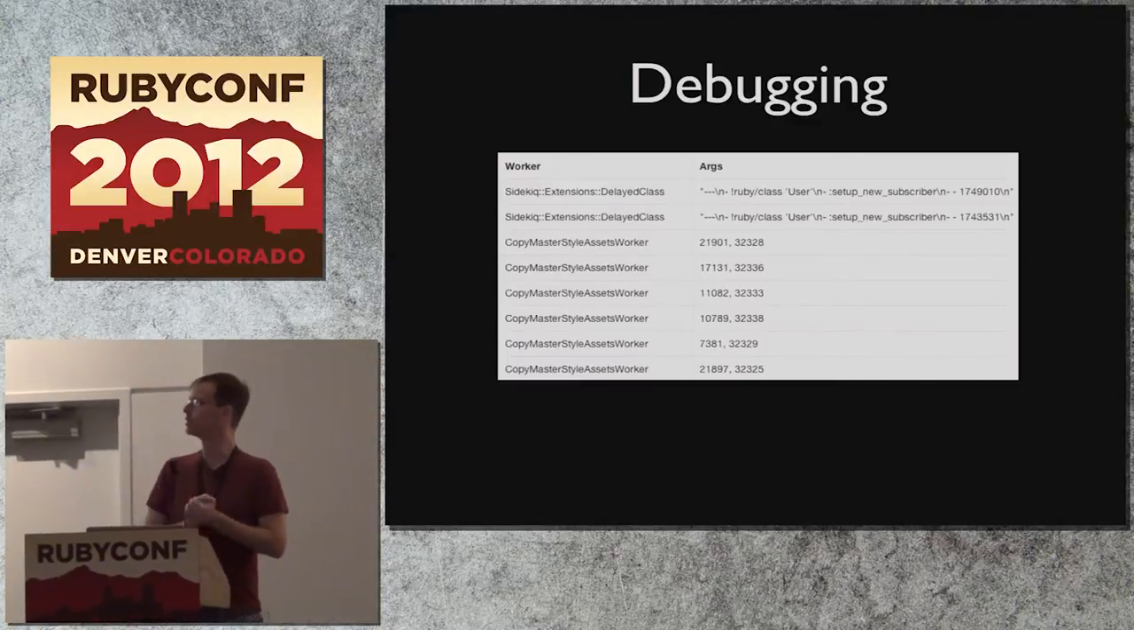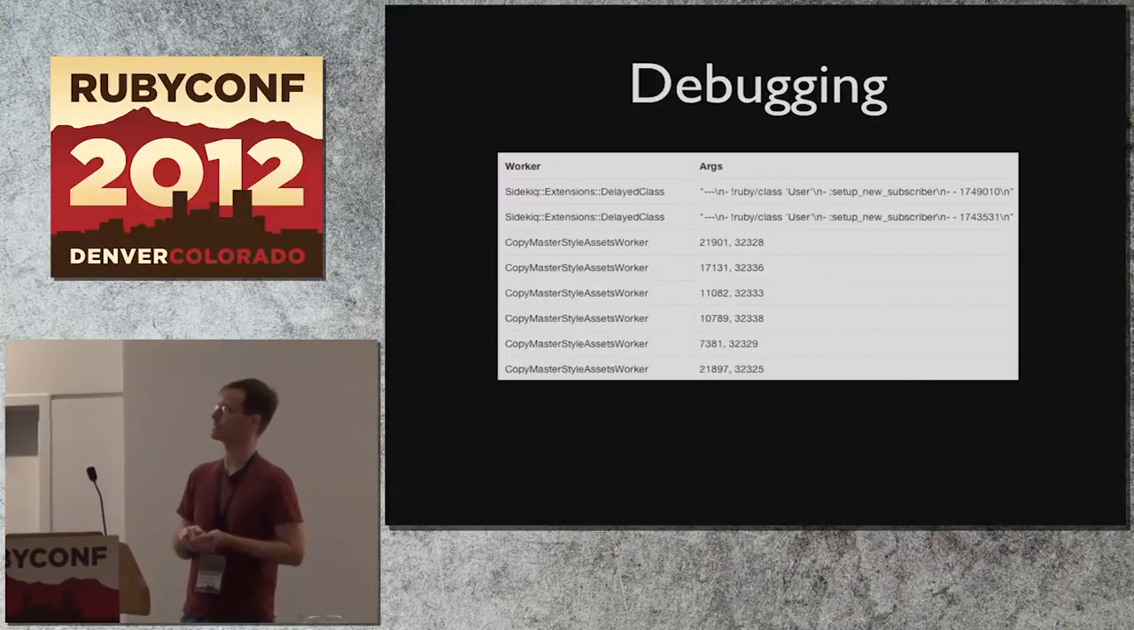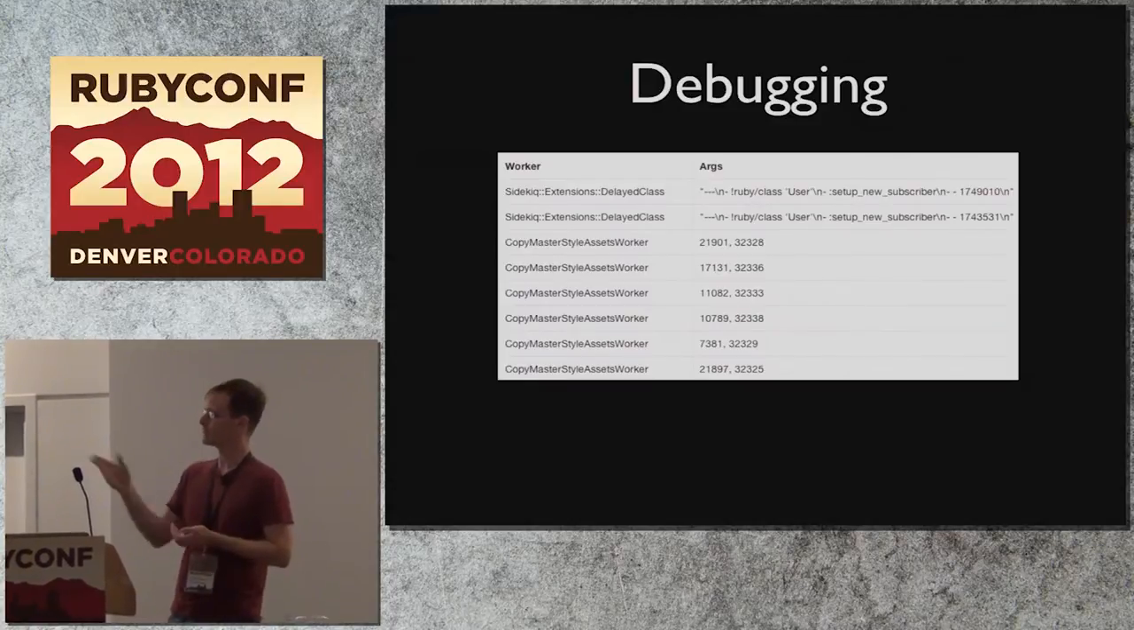You can see at the top there, I'm having to use YAML because I'm actually delaying that class method, and technically Sidekick serializes the entire class over, unfortunately, because you might have class state. But it still is reasonably readable as is.